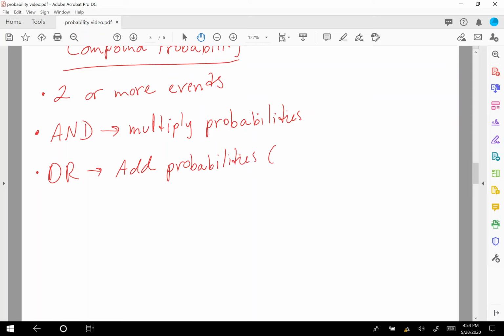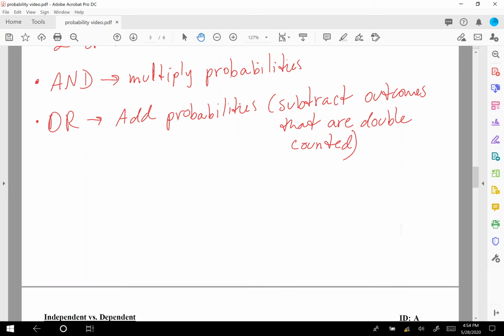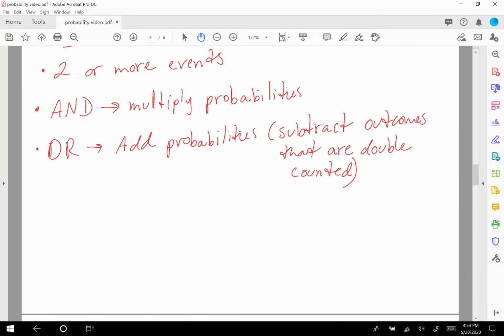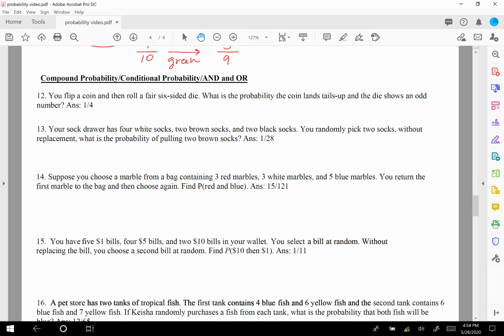And then you're going to subtract outcomes that are double counted. I'll show you an example of that. So you're going to subtract outcomes that are double counted, and this is when you see the word or. With these ones, it's just best to do some examples.